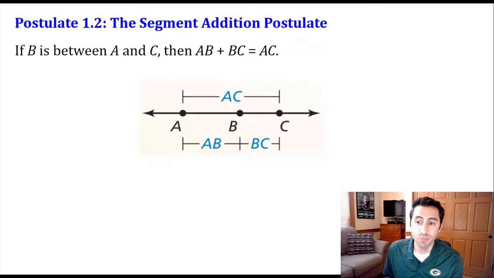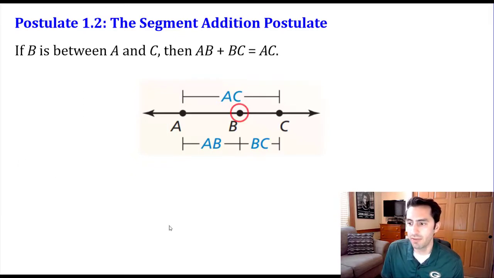It says if B is between A and C, so right away, if a point is between two other ones, we know that they all lie on the same line, then AB plus BC is equal to AC. Okay, so let's talk a little bit about what that is representing here.